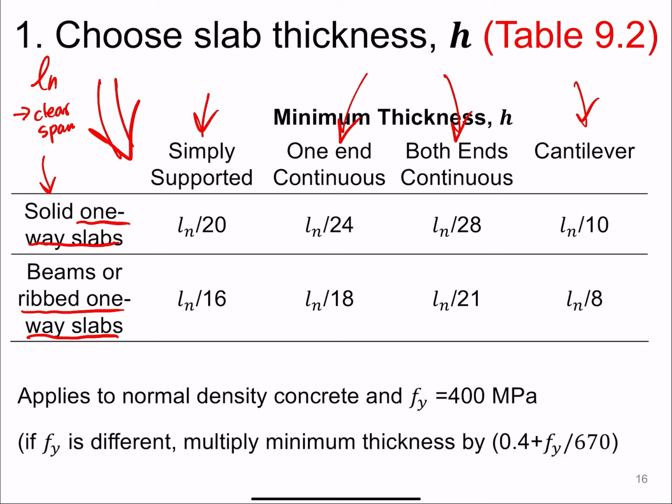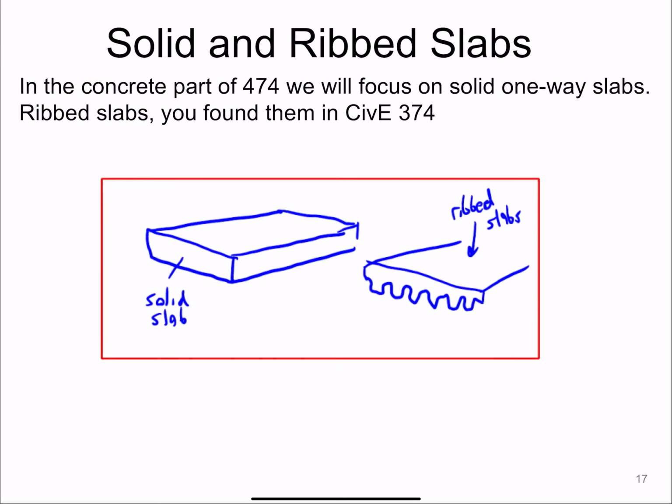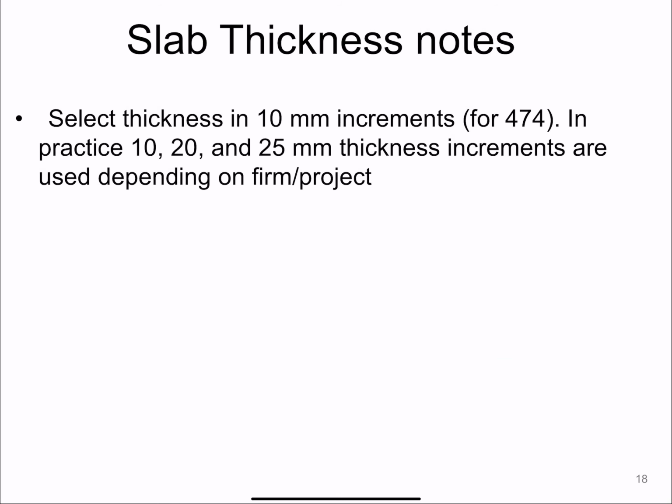The thickest dimension you get, that's the one that you would use in your design. So for ribbed slabs and flat slabs, that is what you would have. Slab thickness notes: select the thickness in 10 millimeter increments. In practice, 10, 20, and 25 millimeter thickness increments are used, depending on the project.